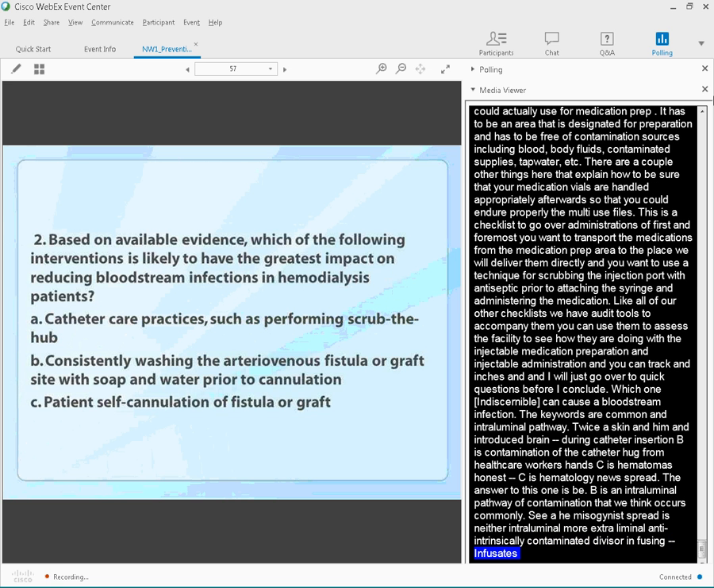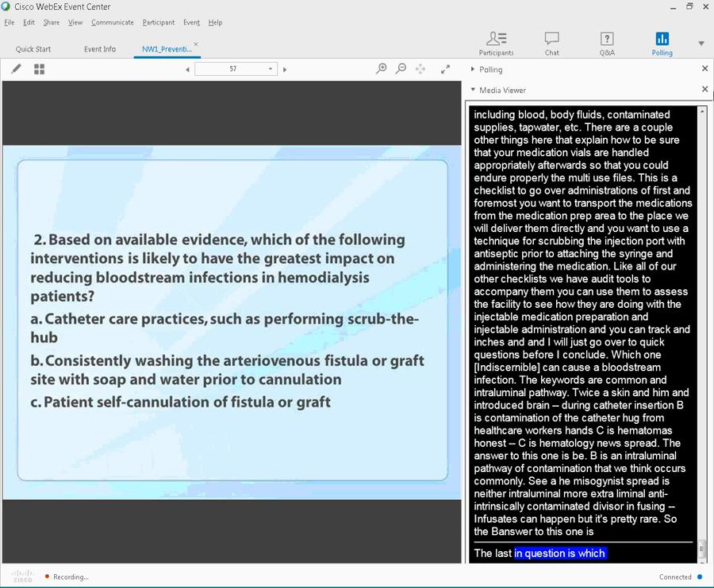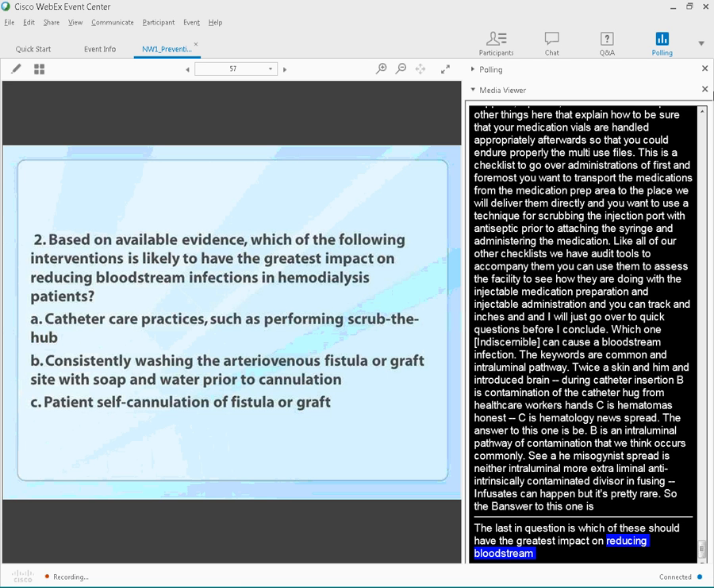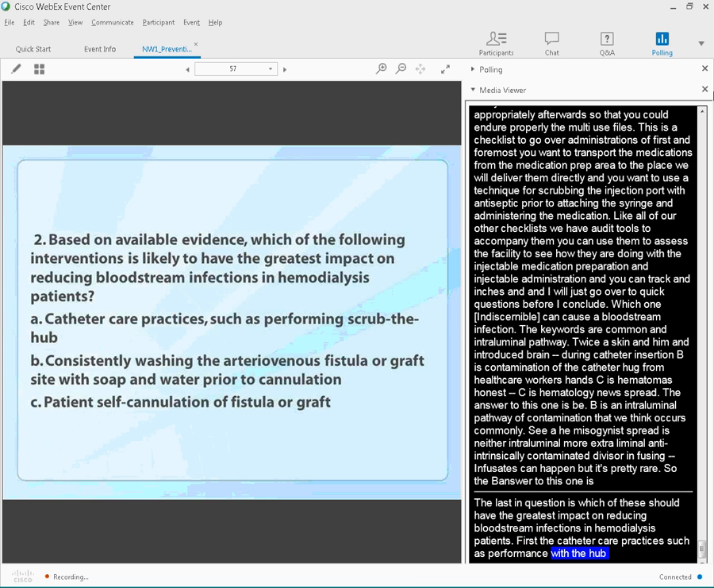And then the second and last question: based on available evidence, which of the following interventions is likely to have the greatest impact on reducing bloodstream infections in hemodialysis patients? A, catheter care practices, such as performing scrub the hub. B, consistently washing the AV fistula or graft site with soap and water prior to cannulation. C, patient self-cannulation of fistula or graft. And the answer here is A, which is catheter care practices.